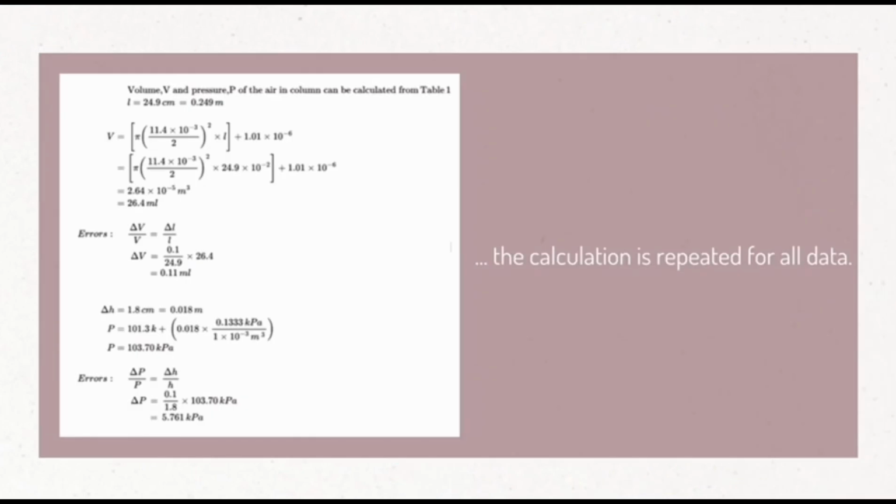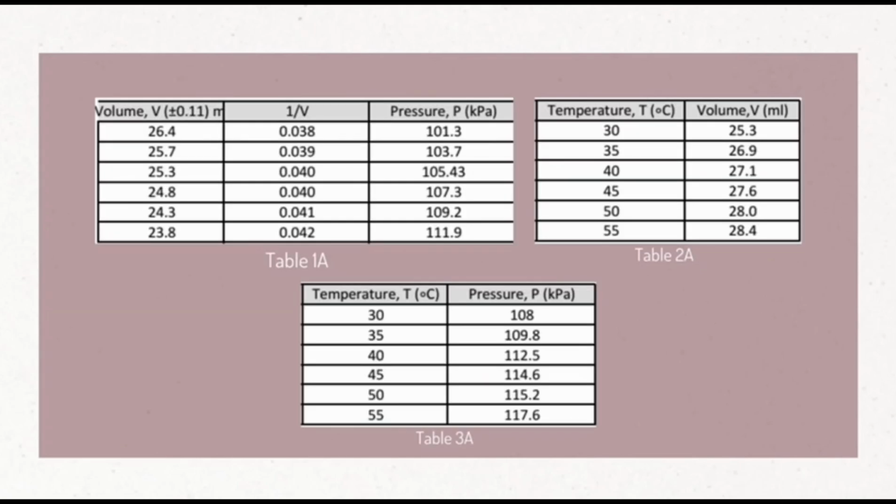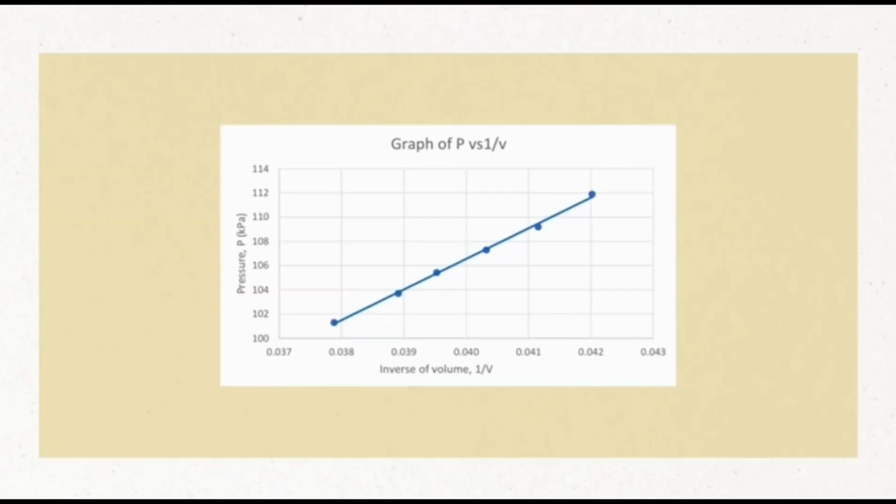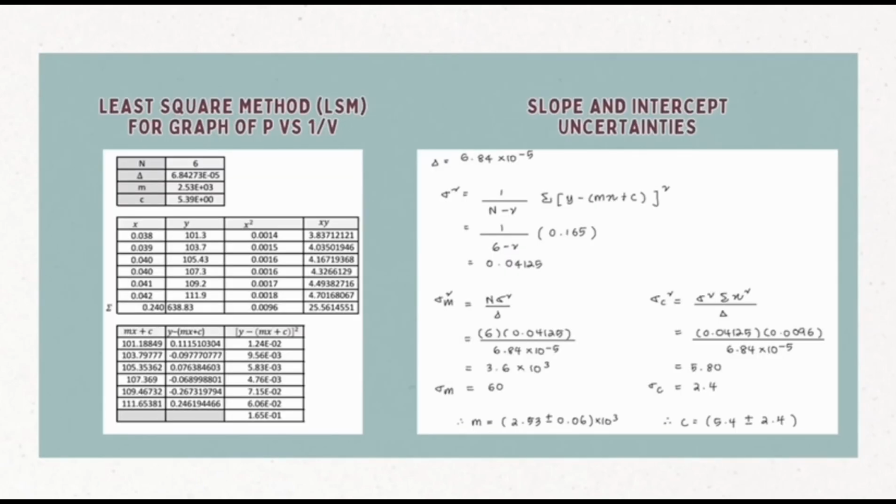So for the volume and pressure P of the air in coulomb can be calculated by using these equations. So the calculation is repeated for all data. Then the calculated data is tabulated in this table. We have 3 tables here because we are going to plot 3 graphs. Next, this is graph of P versus 1 over V, showing that it is a linear graph. So this is the LSM for graph of P versus 1 over V, and slope and intercept with their uncertainties.